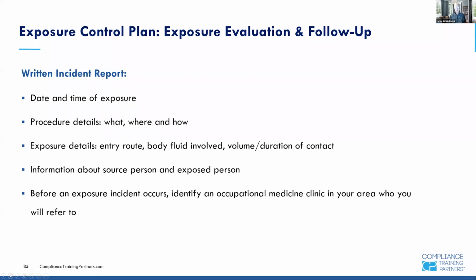There should be incident report forms ready to go. One of the mistakes I see is not having these ready. So have your incident report forms ready to go. There's basically going to be a form for the patient who you were exposed to, a form for the employee, and a form that you're going to send to the occupational medicine clinic where they're going to do testing. It's going to go over things like date and time of exposure. How did it happen? Where did it happen? What kind of body fluid? What kind of route of entry? And of course, information about who was exposed and who you were exposed to.